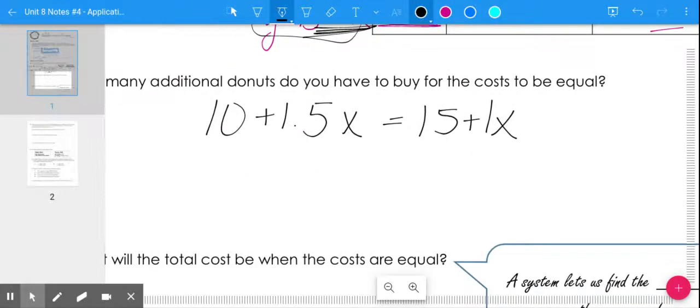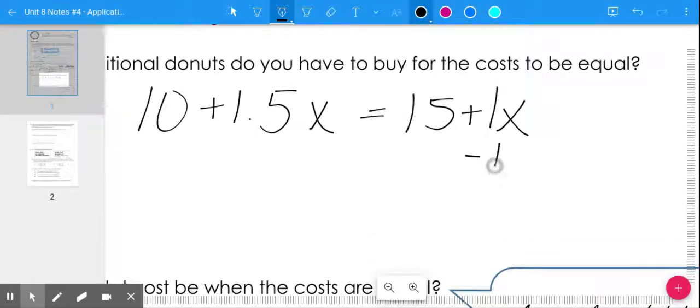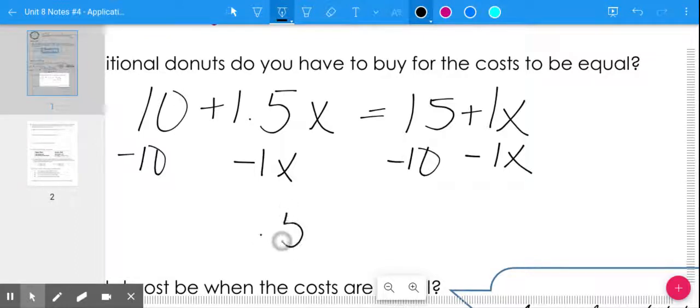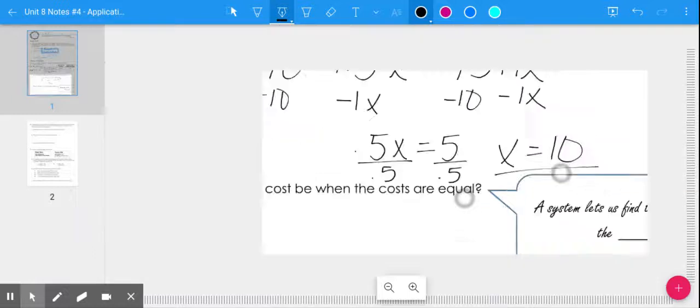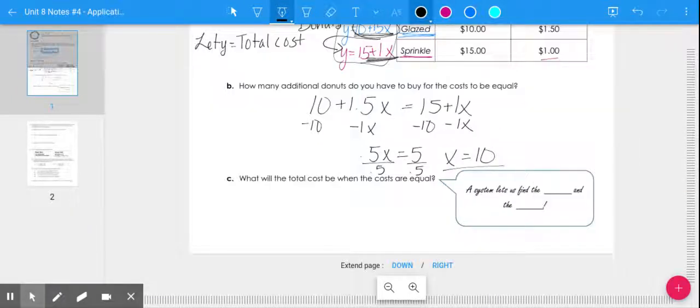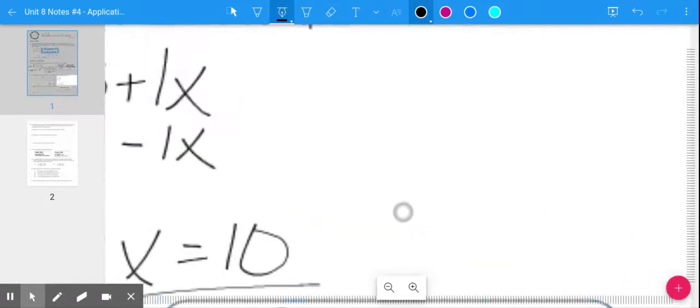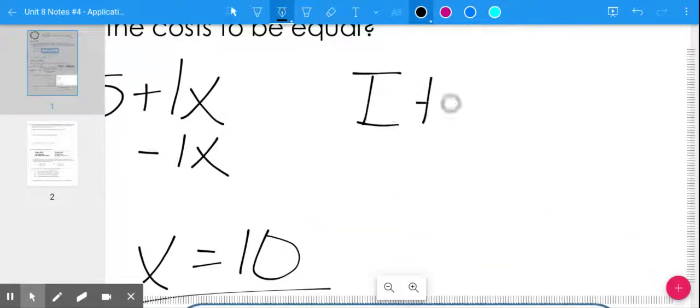And now I can solve for x. I'm going to subtract my 1x over and subtract the 10 over. I'll get 0.5x is going to be equal to 15 minus 10 gives me 5. Divide out the 0.5, and I'll get x is equal to 10. All right, but that's not my answer. My answer wasn't just x equals 10. My answer should be 10 additional donuts. It will take 10 additional donuts.